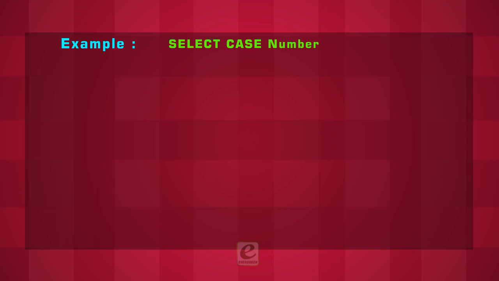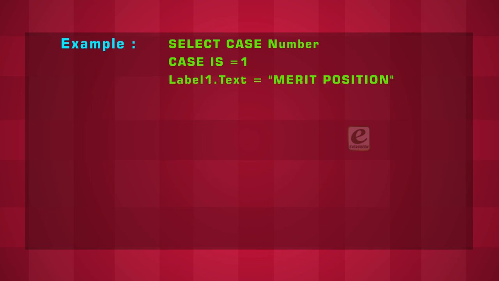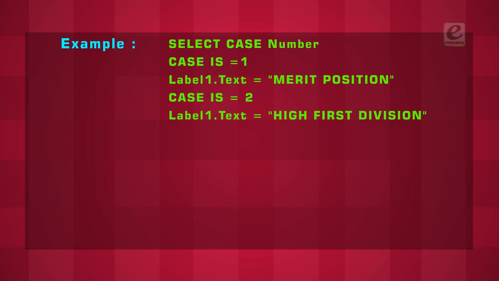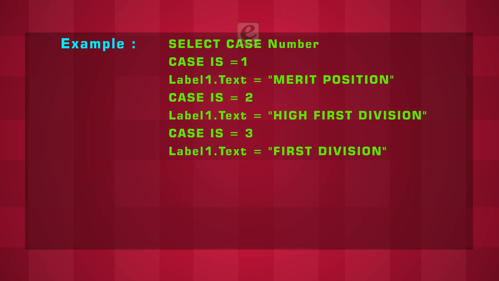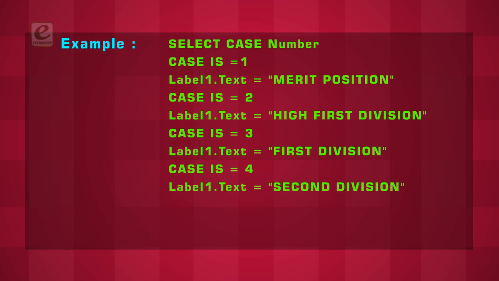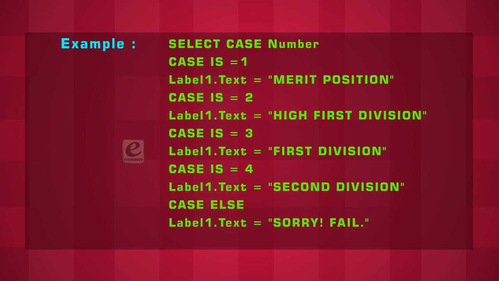Example: Select Case number. Case = 1, Label1.Text = "Merit position". Case = 2, Label1.Text = "High first division". Case = 3, Label1.Text = "First division". Case = 4, Label1.Text = "Second division". Case Else, Label1.Text = "Sorry, fail". End Select.